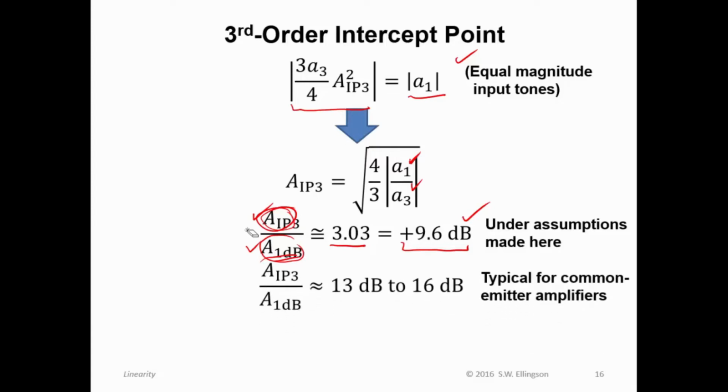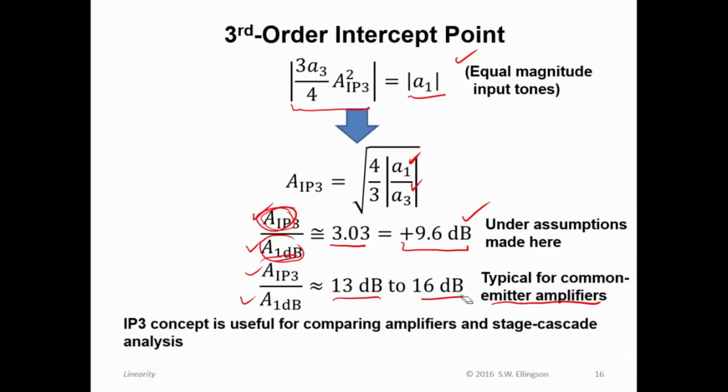So for example, we know that common emitter amplifiers, that is amplifiers using bipolar transistor technology, are not exactly characterized by third order polynomial response models. In that case, the ratio between intercept point and 1 dB compression point is typically a little bit higher, typically 13 to 16 dB. So if you know the 1 dB compression point of a common emitter amplifier, typically you can assume that the third order intercept point is going to be somewhere between 13 and 16 dB higher.